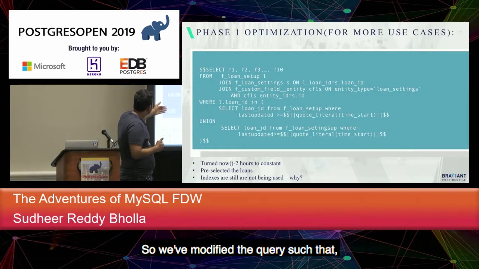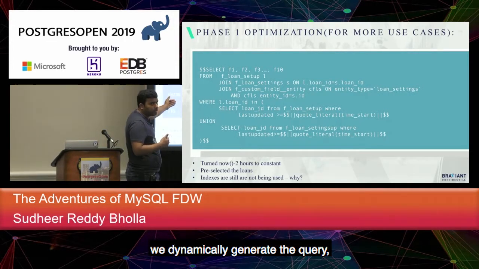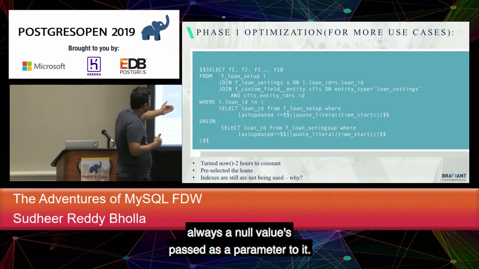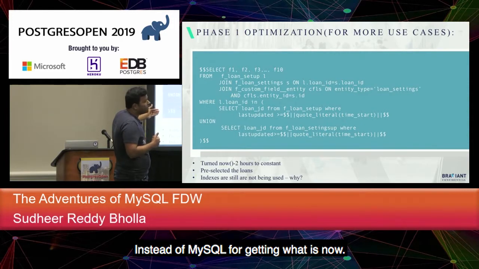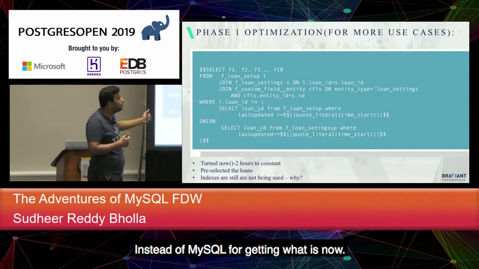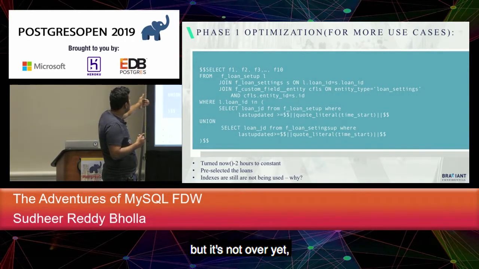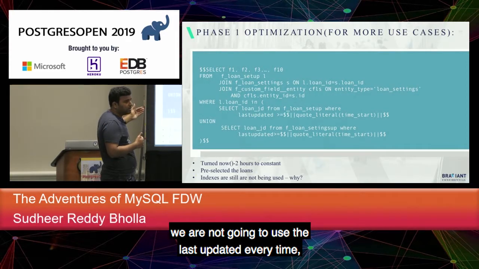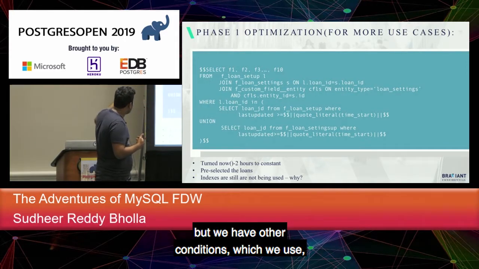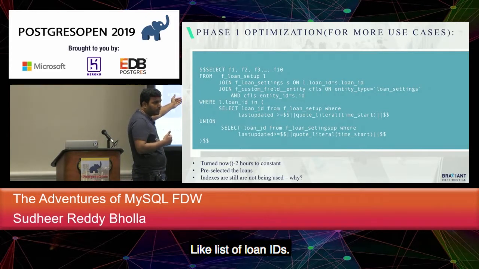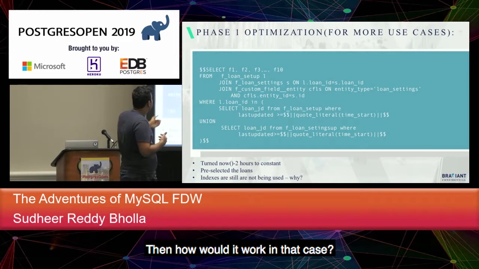So we modified the query such that we dynamically generate it and replace the condition on last updated, so that the now value is always passed as a parameter, instead of MySQL figuring out what now is. This helped us utilize the index on last updated, but it's not over yet. We are not going to use last updated every time; we have other conditions, such as searching for a list of loan IDs. How would it work in that case?